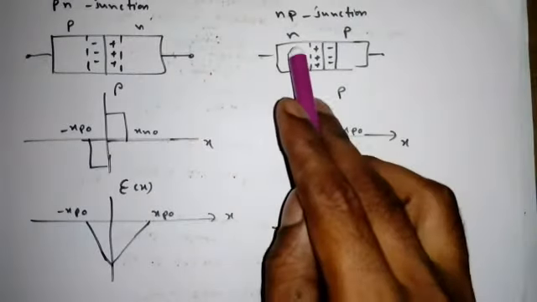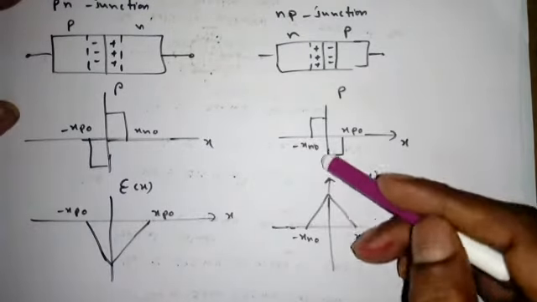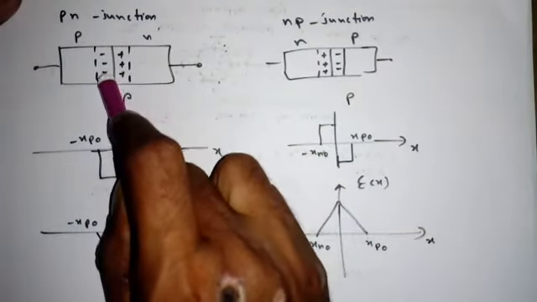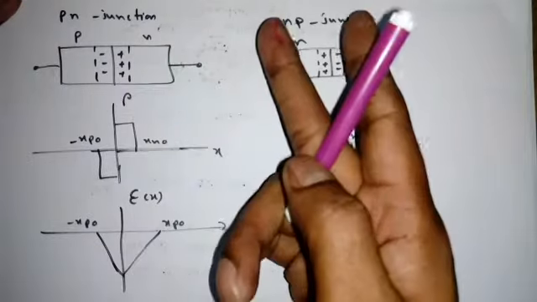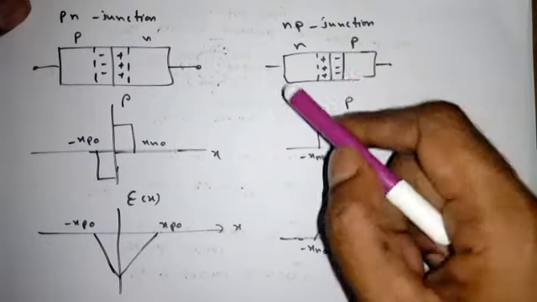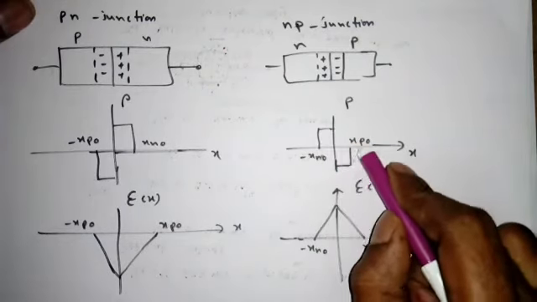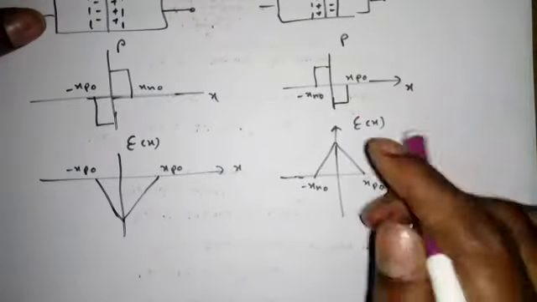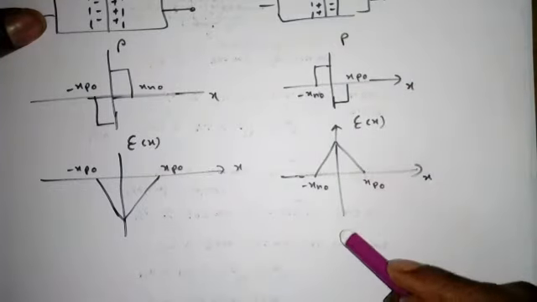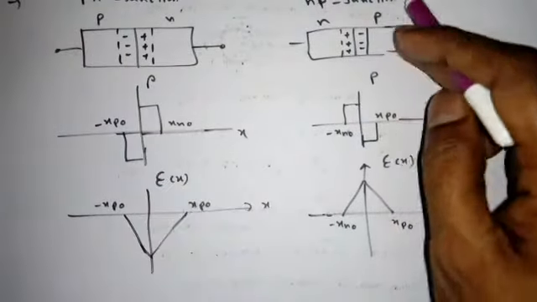Similarly, for NP junction, suppose on the left side N type semiconductor is there, right side P type semiconductor. So the charge distribution and electric field distribution will be like this, because in N side the net positive charge will be there and P side net negative charge will be there. So it will be just opposite. To represent the net charge density, there is a positive rectangle in N side and a negative rectangle in P side, right? Now when we integrate this, we get positive slope in N side, negative slope in P side, right? So this is the charge distributions and electric field distributions in PN junction and NP junction.